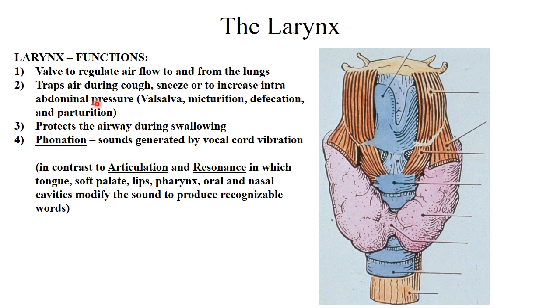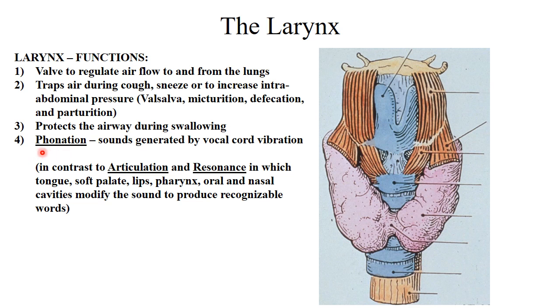We also need to increase intra-abdominal pressure for a number of other reasons, and trapping air below the larynx helps with this. We already talked about how the abdominal muscles are useful for these functions, but trapping air deep also helps. So basically the Valsalva maneuver, micturition, defecation, parturition. Anytime we're trying to push something out of our bottom, basically, this can help with that. The other purpose of the larynx is to protect the airway during swallowing. We want to make sure that any food goes down the right pipe, and the larynx is going to play a key role in that. And then, of course, there's talking.